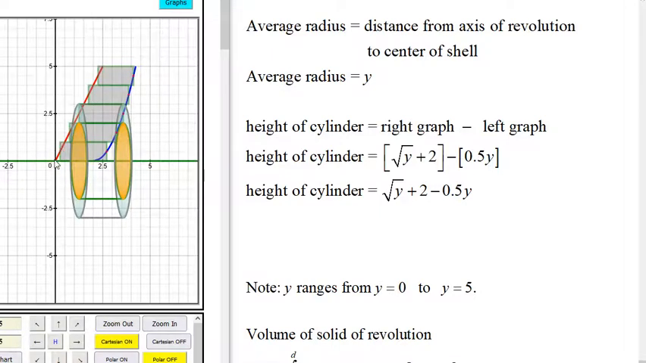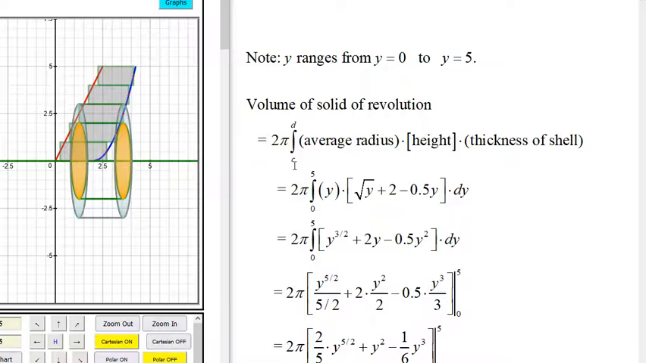And then notice that the shaded region ranges from y equal to 0 up to y equal to 5. And so our integral will have limits of integration from 0 to 5. And so we have average radius, y. The height of the cylinder is the square root of y plus 2 minus 0.5y. And then thickness of the shell, dy.